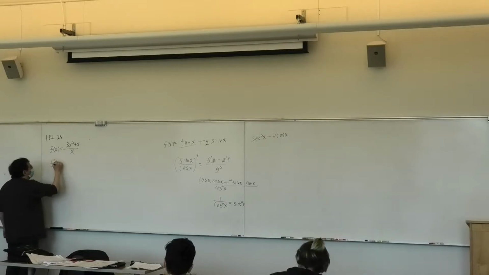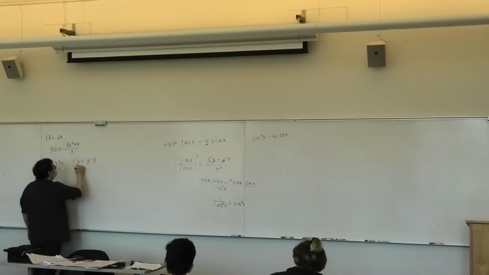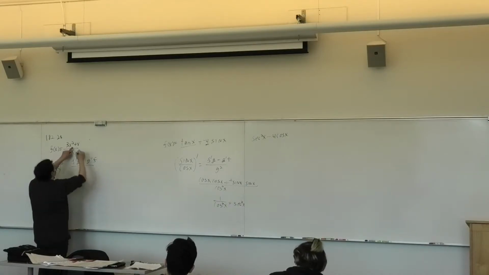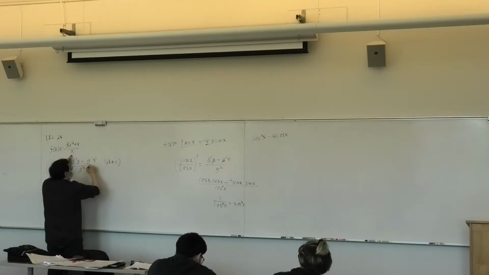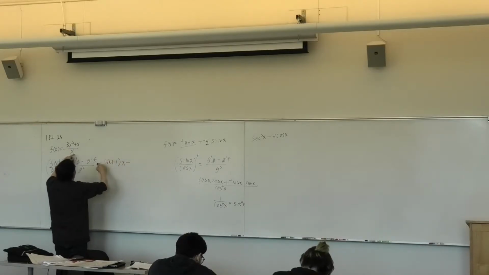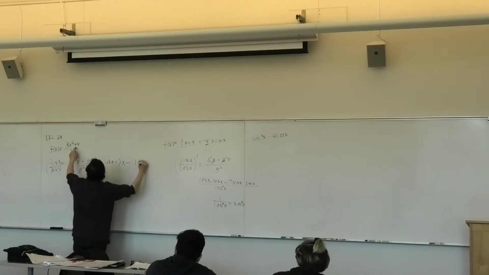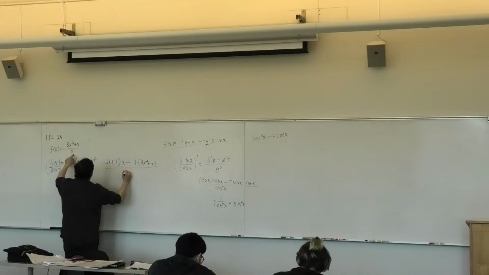Derivative here is going to be root f g, is f prime g minus g prime f over g squared. So f prime, this is f, is 6x plus 1 times g, minus g prime, that's 1, times f, all over g squared.